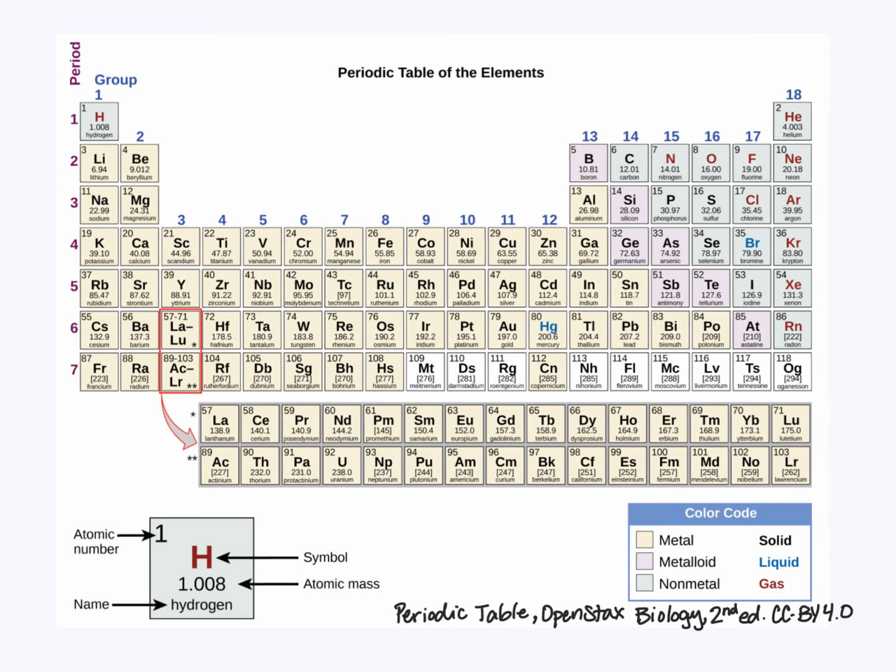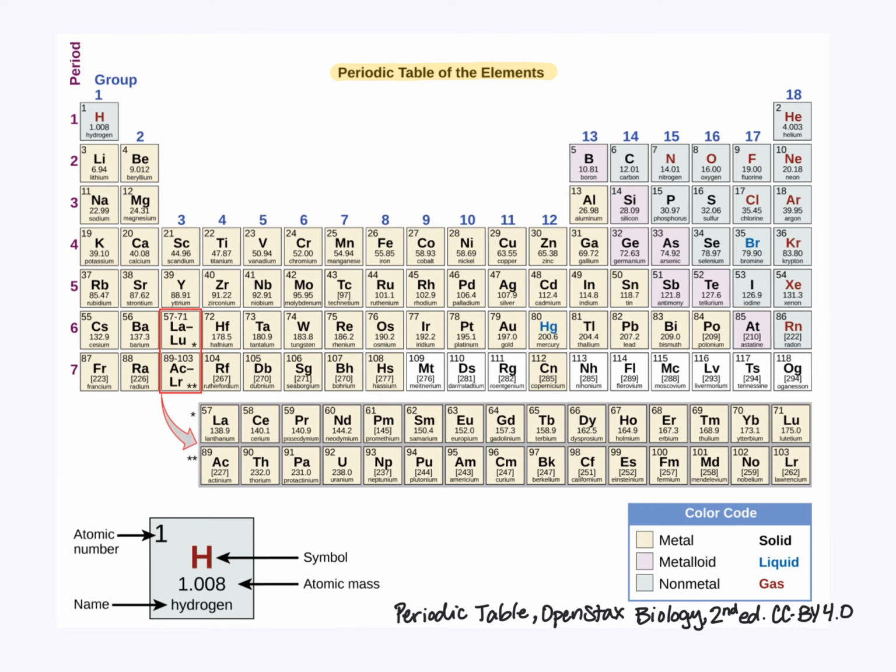You've maybe seen a picture similar to this before. What you're looking at here is the periodic table of elements. This is a reference tool that lists all of the known elements. And this tool is really helpful because it's going to tell us a lot about these individual elements without us having to memorize all of it.